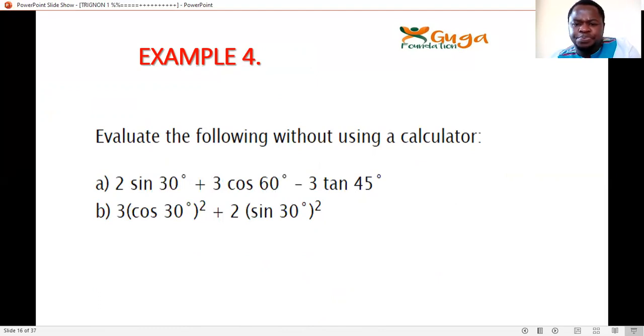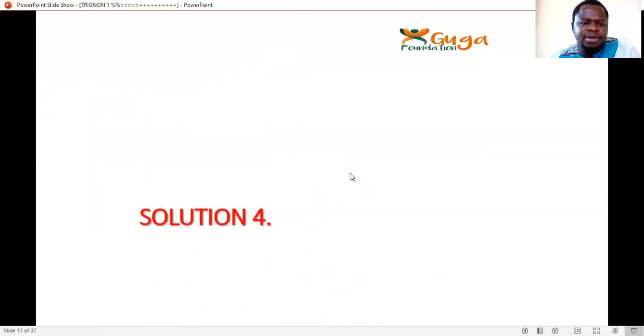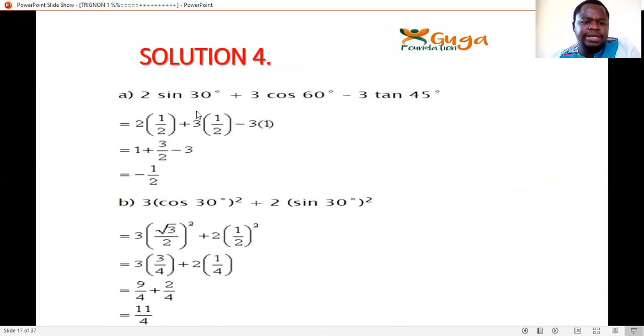So now let's do this. Sin 30 is 1 over 2, so it should be 2 into 1 over 2 plus 3 into cos 60, 1 over 2, from those diagrams. And then tan 45 is 1 over 1, which is 1. And then it should be 2 over 2 here, which is 1, and 3 over 2 minus 3, which is negative half.